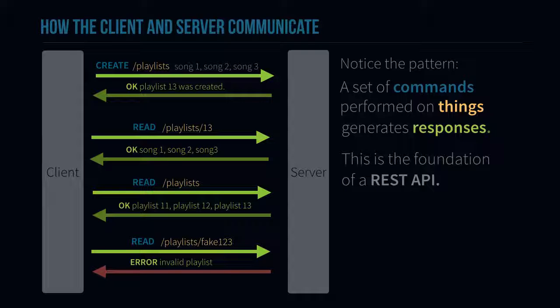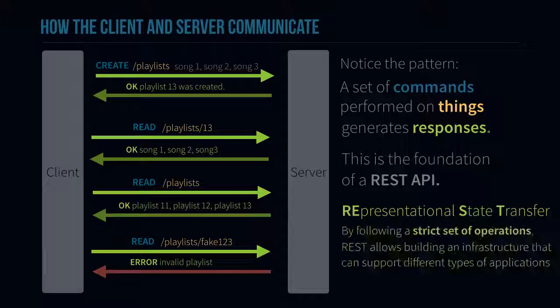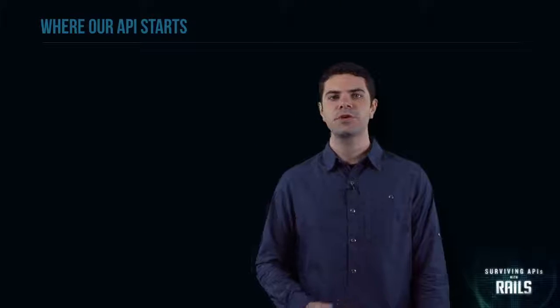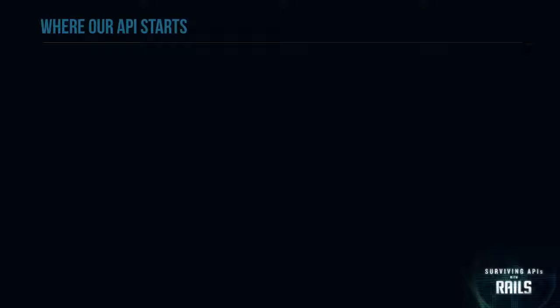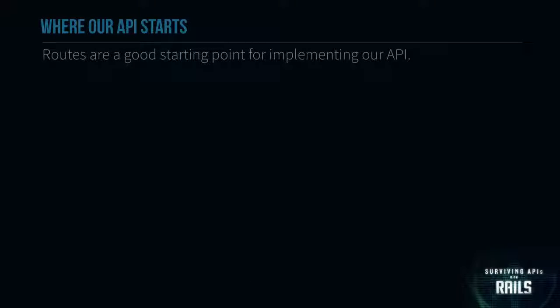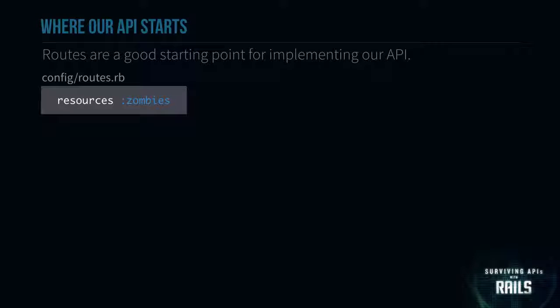As you may know, REST stands for Representational State Transfer, which allows building an infrastructure that can support different types of applications by following a very strict set of operations. Throughout this course, we're going to be talking all about how to build REST APIs in Rails and some common practices to keep in mind. A good starting point for implementing our API is our routes file. In this example, we have a resources definition for zombies.